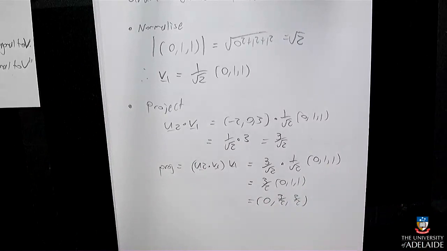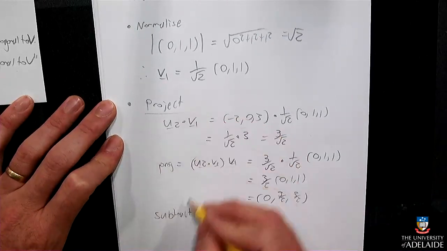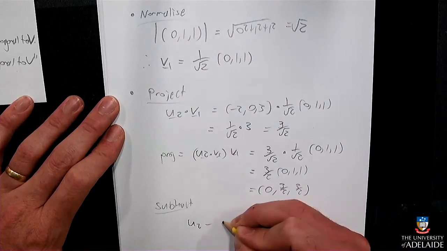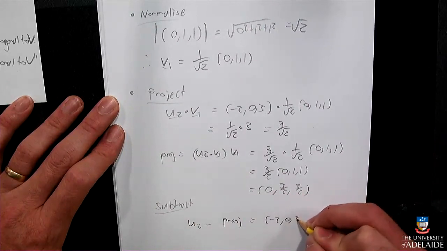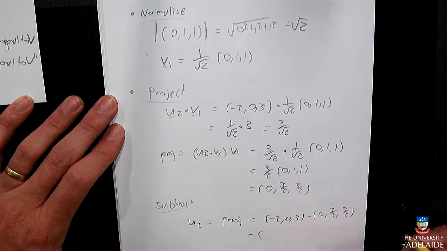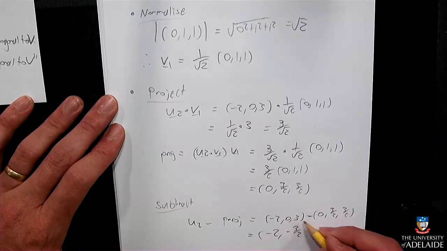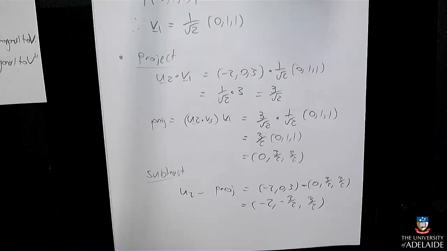Okay, so I'm going to do the thing I would normally do to do a projection. I'm going to do the dot product times the vector, and that's what I get. And then I'm going to subtract u2 minus this projection. What was u2? (-2, 0, 3). So what have we got? Minus 2 minus 0 is minus 2. 0 minus 3 on 2 is minus 3 on 2. 3 minus 3 on 2 would be 3 on 2. And that's what I've got. And then I'm going to have to normalize.